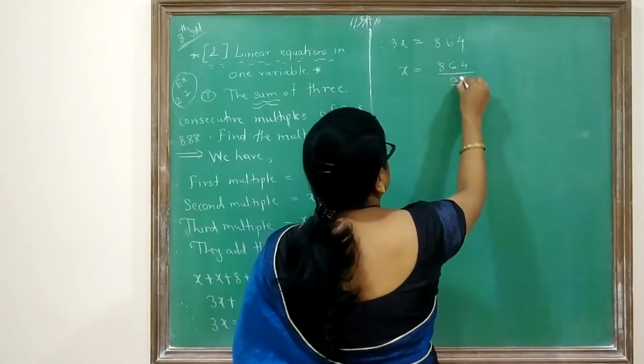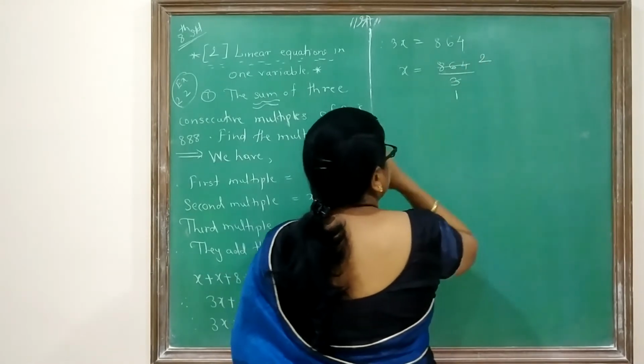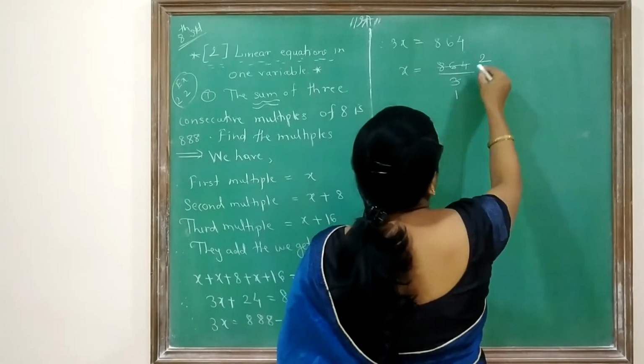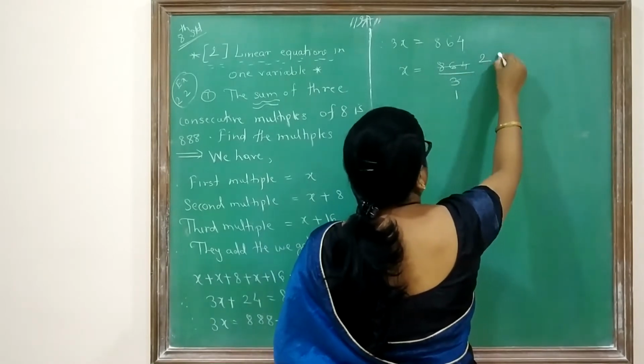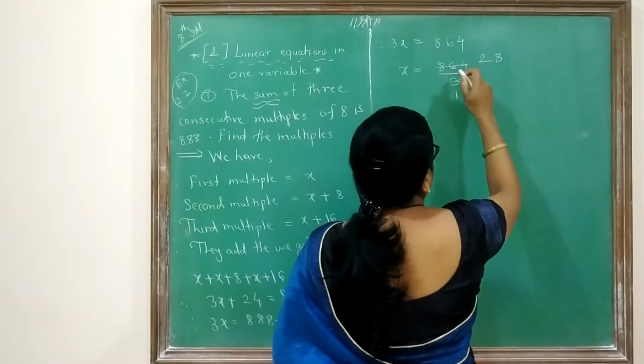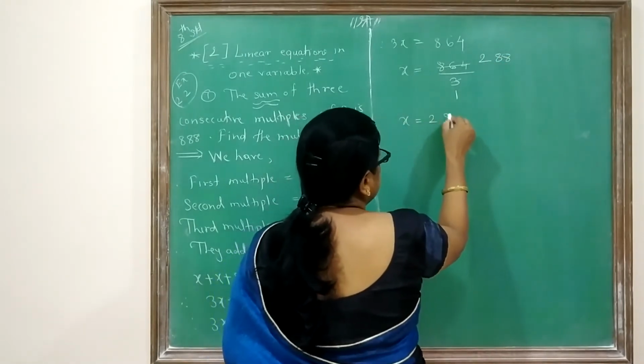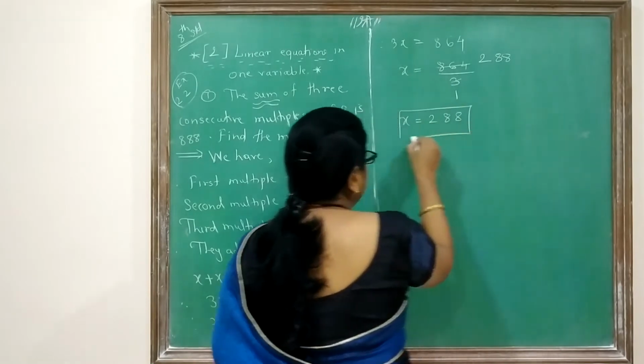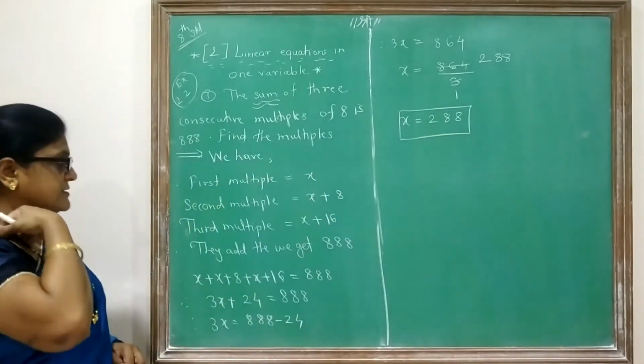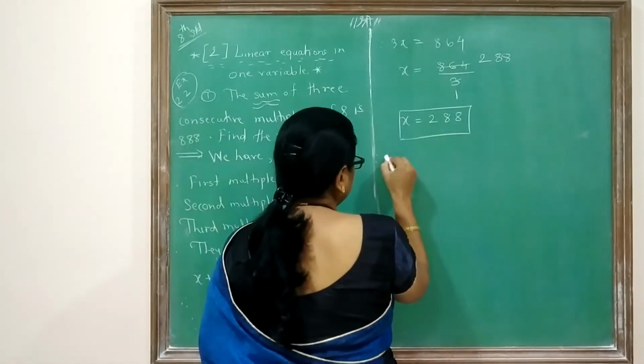Then you divide. Three 1s are 3, three 2s are 6, then 2 is the remainder. Then three 8s are 24, and again 2 is the remainder. Then three 8s are 24. What is the value of x? x is 288. And the last answer you will write here.